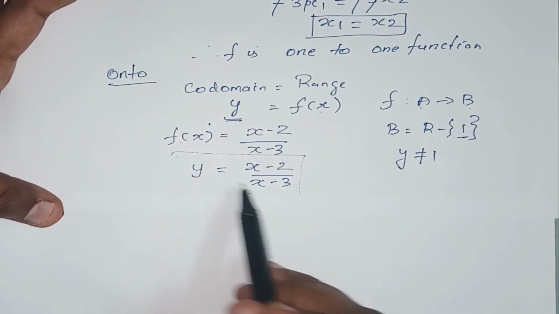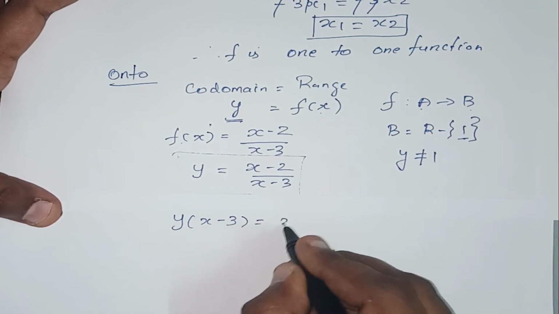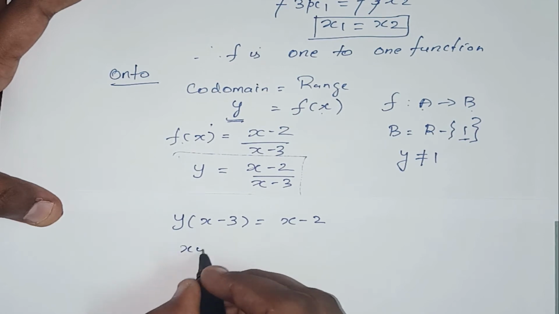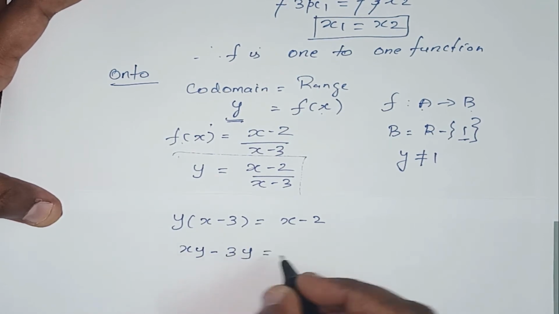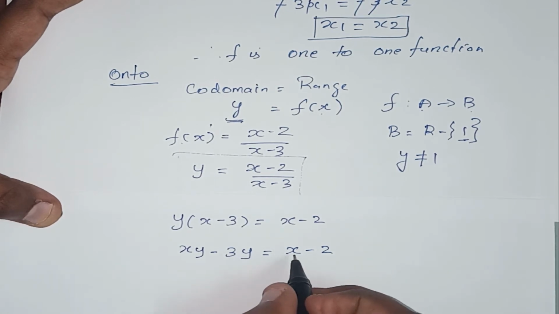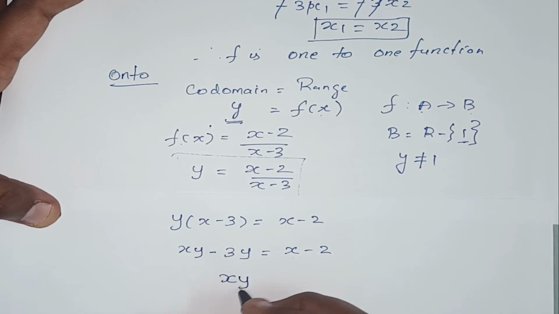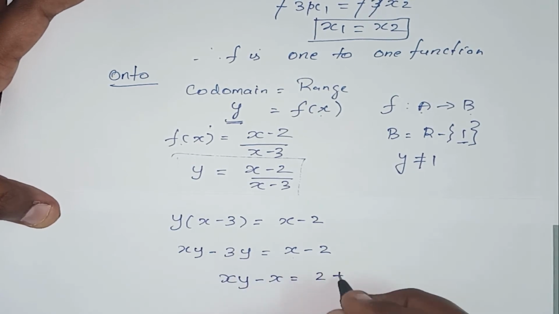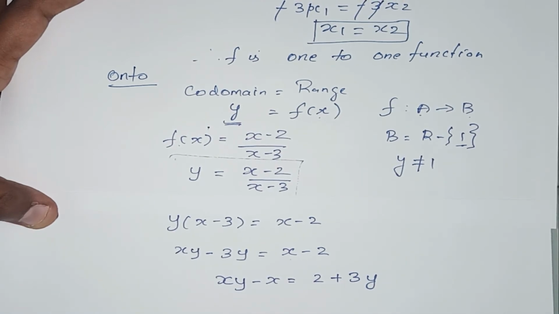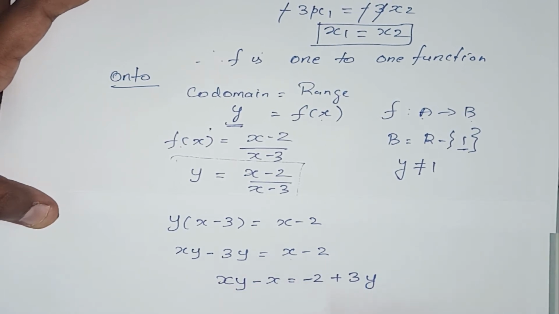Cross multiplying, y into (x minus 3) is equal to x minus 2. By multiplying y inside, xy minus 3y is equal to x minus 2. First we need to calculate the x value only. So I am taking this x to this side and this minus 3y to this side. So xy minus x equals minus 2 plus 3y.